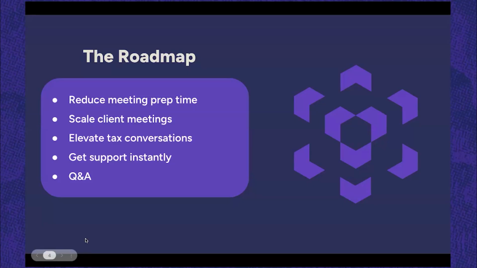But for what we're covering today, the roadmap here. So really, we're going to talk about a few of these new features here, starting with reducing meeting prep time. What are the tools you have at your disposal inside Nitrogen to help you reduce that time on the back end and then really move into scaling those client meetings? What tools are available now to help you basically create and build those meetings, but also conduct those meetings in a really efficient way.